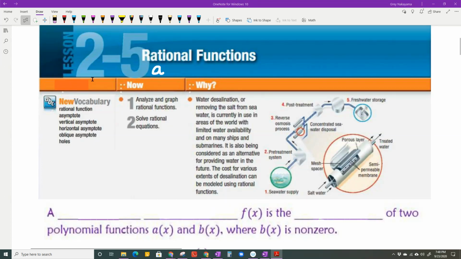Okay, today's video is 2-5A, rational functions. So we are only covering the analyzing and graphing of rational functions, and I'm gearing it towards your homework in Delta Math. So hopefully that'll be a lot easier for you when you actually do it. So just keep that in mind.